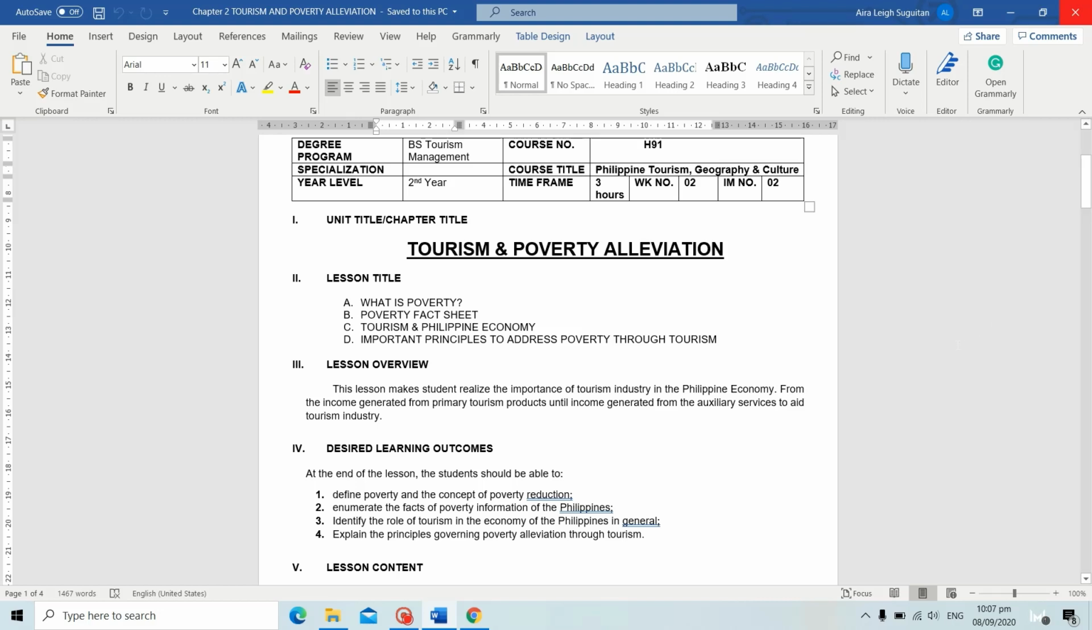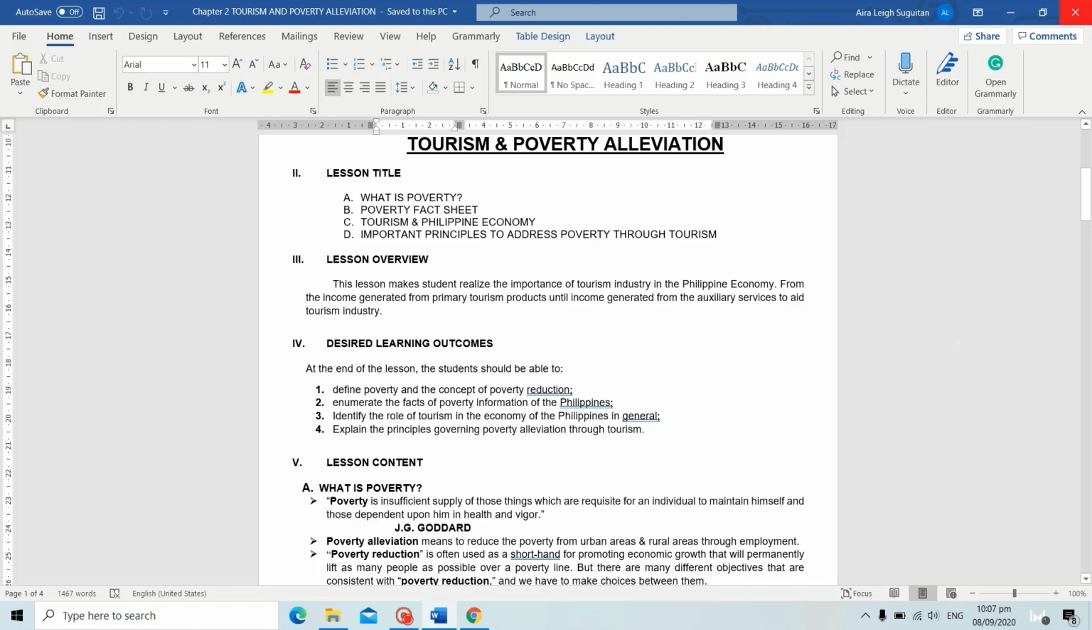So at the end of this lesson, you should be able to define poverty and the concept of poverty reduction. Also, you have to enumerate the facts of poverty information of the Philippines. And you also have to identify the role of tourism in the economy of the Philippines in general. And the last one, explain the principles governing poverty alleviation through tourism. So let's start our chapter 2 with the first lesson.